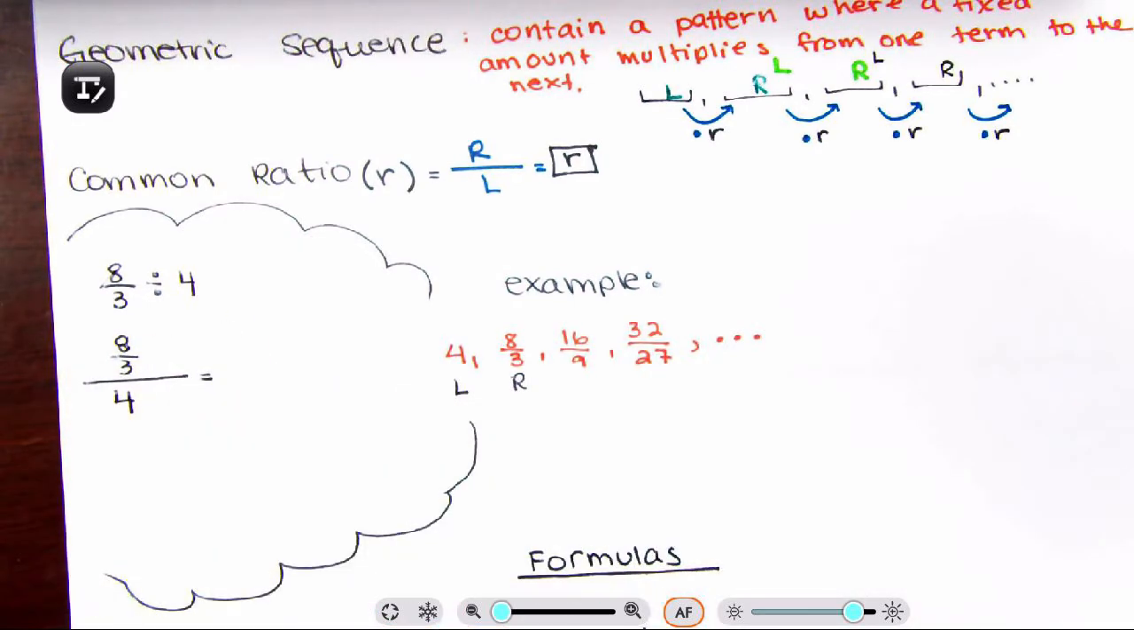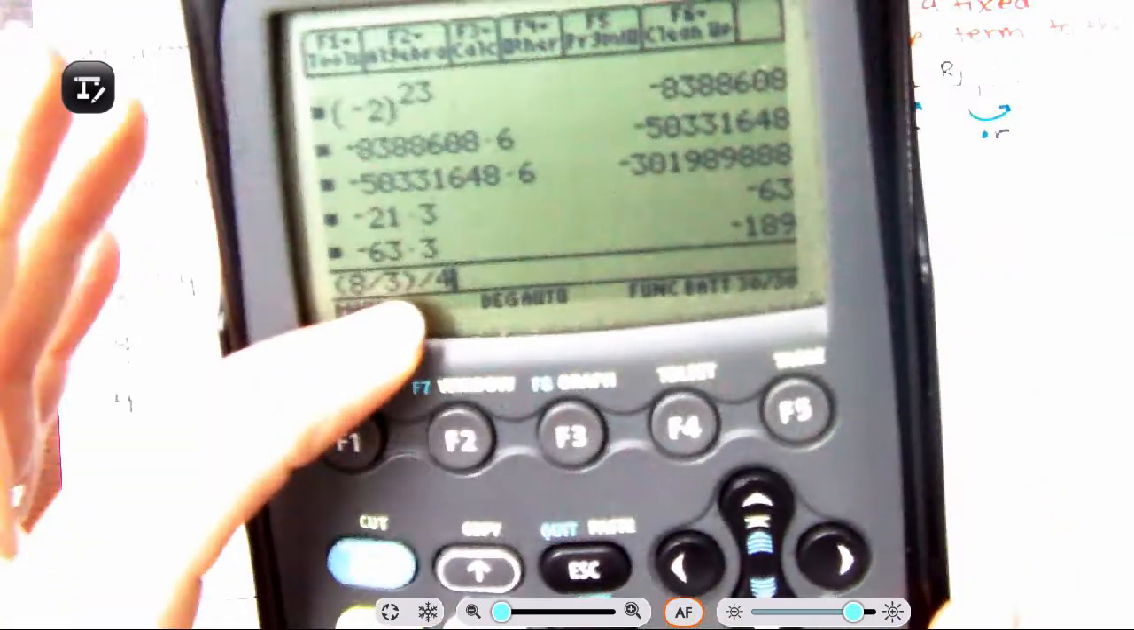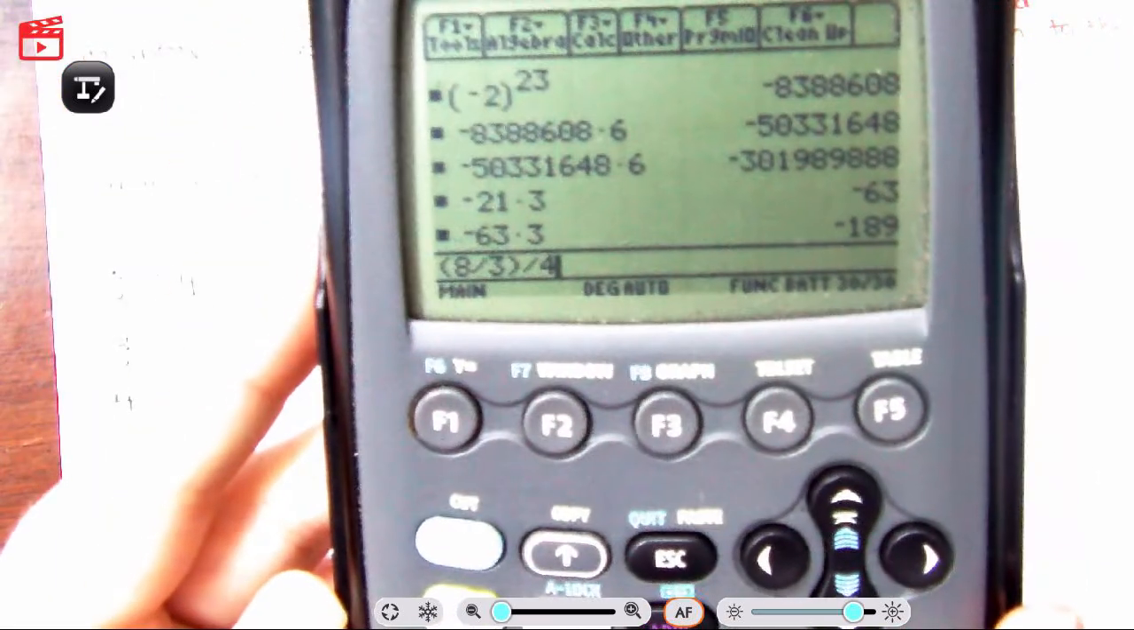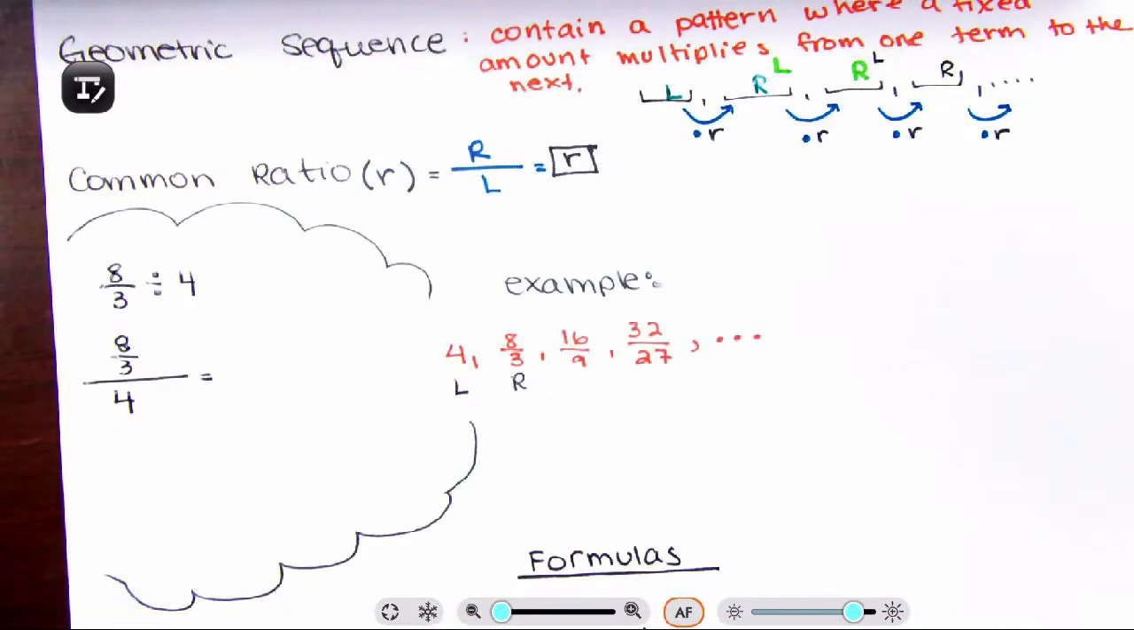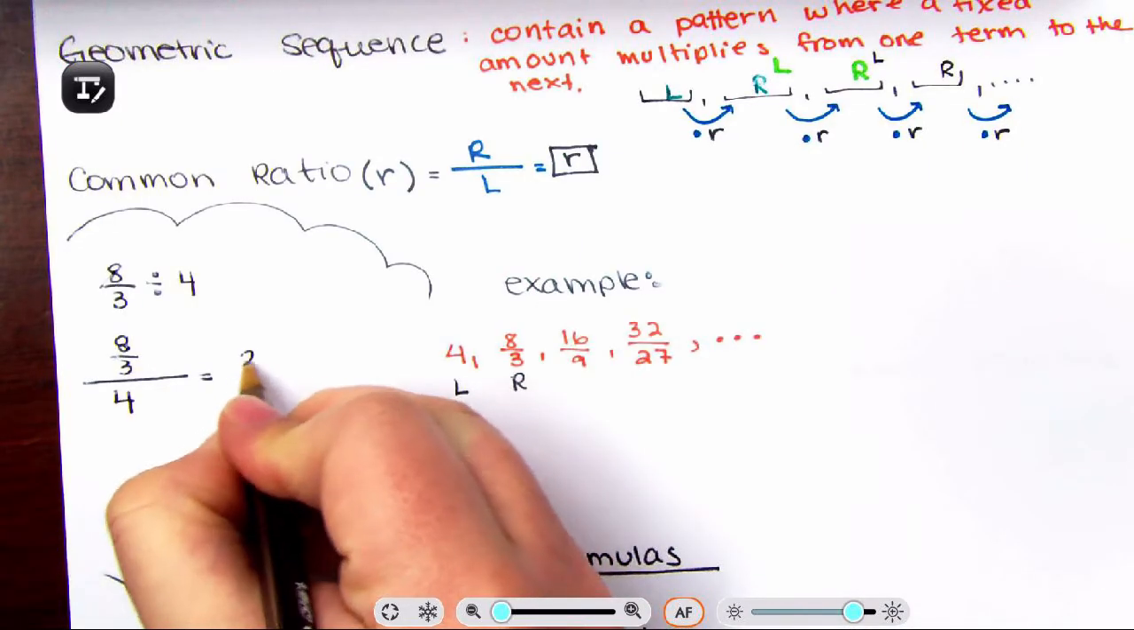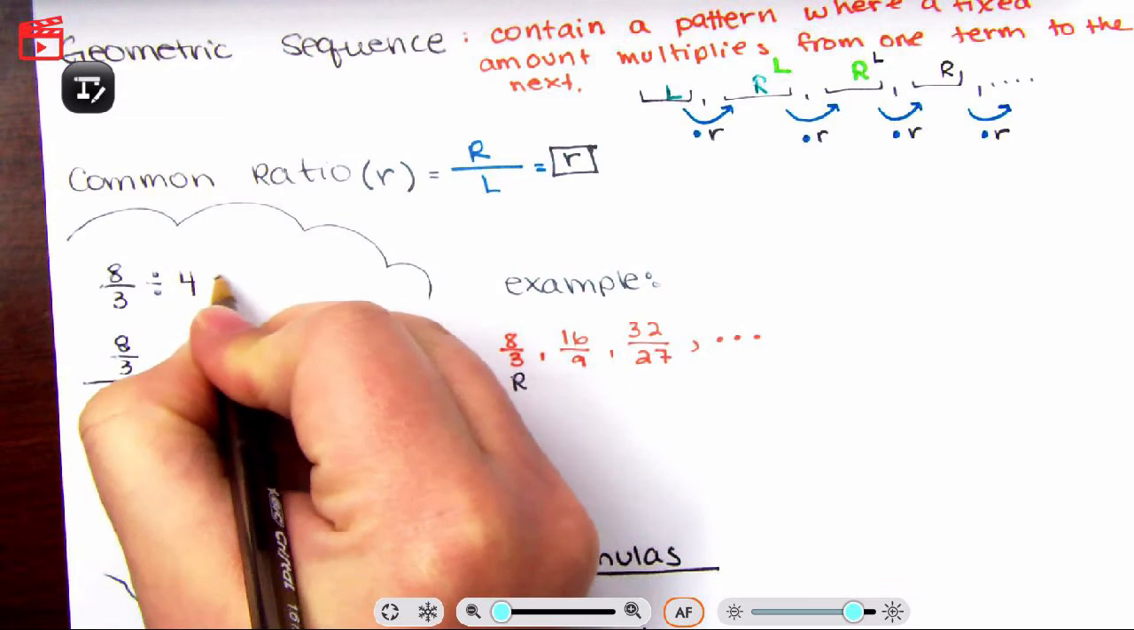Again, using my calculator, I have 8/3 divided by 4. In my calculator, make sure that you put the fraction, the 8/3, in parentheses, or else it won't work out. And that gives me 2/3 as my answer.